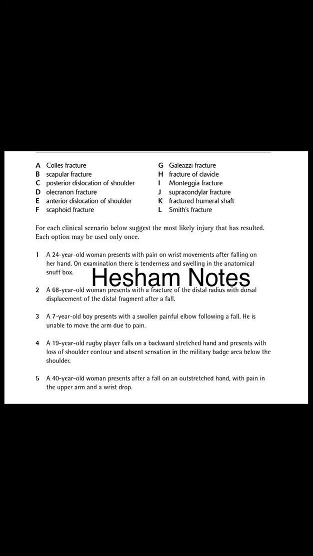A 40-year-old woman presents after a fall on an outstretched hand with pain in the upper arm and wrist drop. Wrist drop means radial nerve injury, maybe due to fracture of the humeral shaft. Okay, excellent. Yes, fracture of the humeral shaft causing injury to the radial nerve with wrist drop and finger drop.